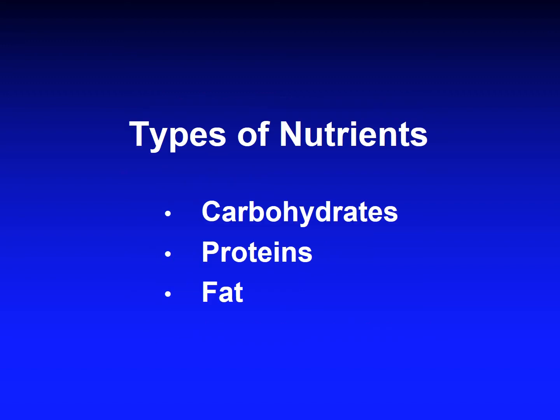Now, let's talk about each of the nutrients separately. So we have three different nutrients. It's well known: carbohydrates, proteins, and fats. We don't have any other thing, and any nutrient that we consume falls into these three categories.